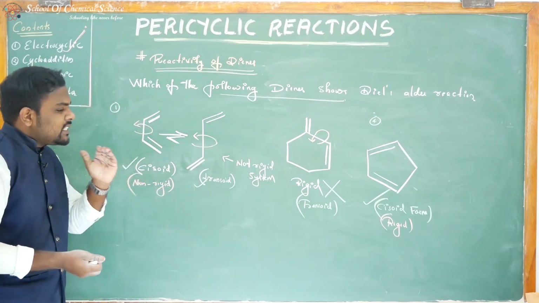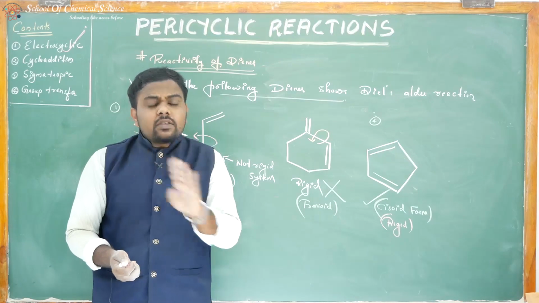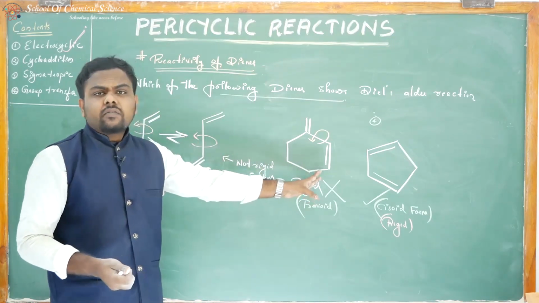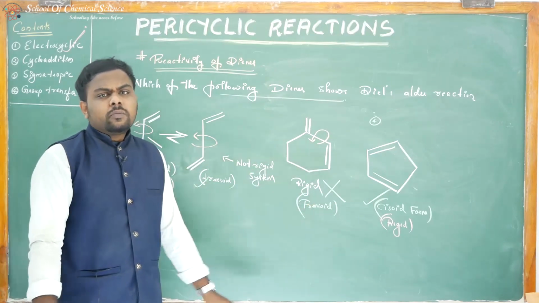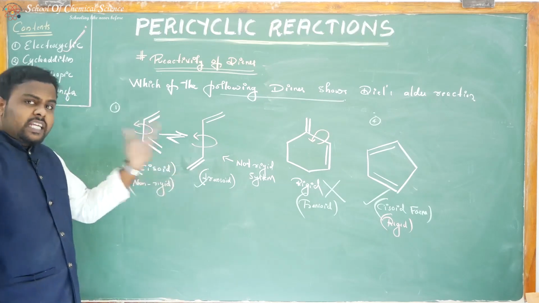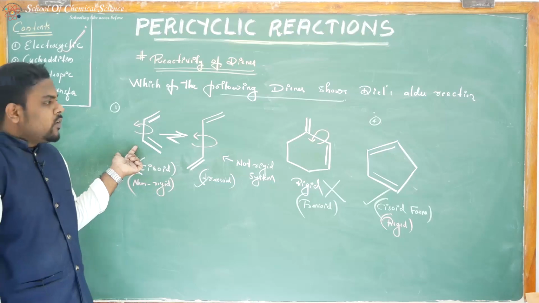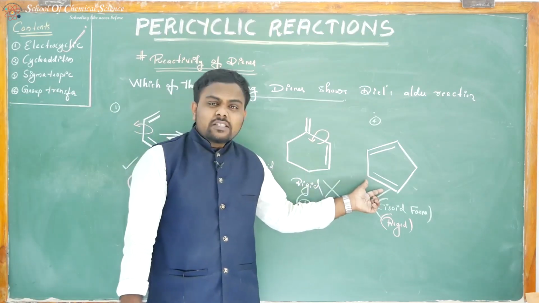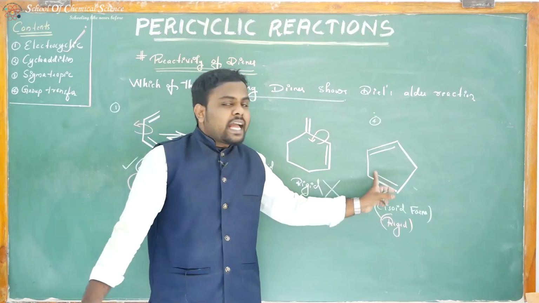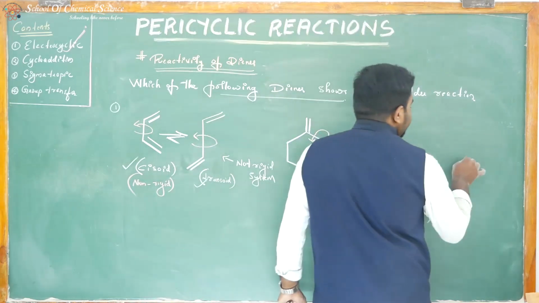So the first factor which affects the reactivity of a diene is that the diene must be in cissoid conformation. This diene is always in transoid conformation, so Diels-Alder reaction is not possible. But for this diene, rotation is possible, so it can convert into the more favorable cissoid form. Here it is already in cissoid form and a rigid system with no rotation, so that is the most reactive diene.